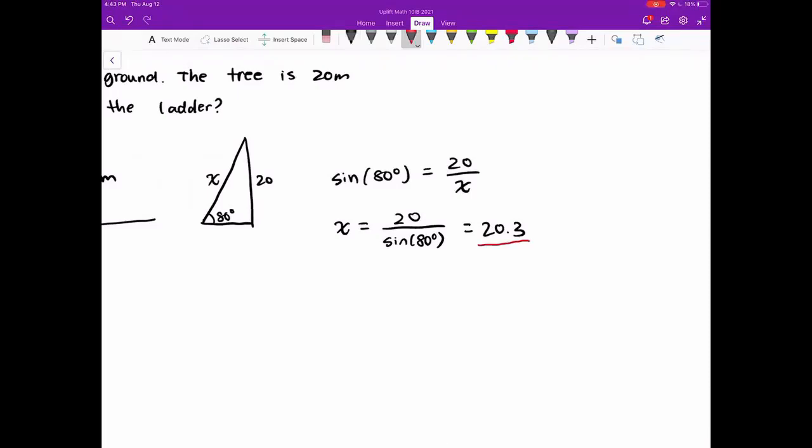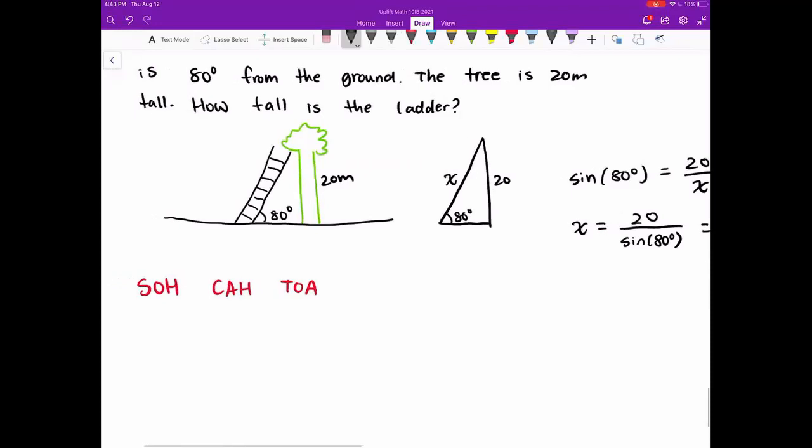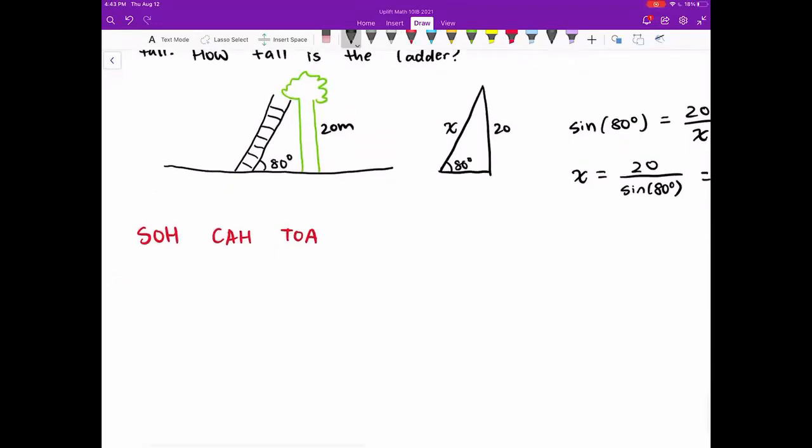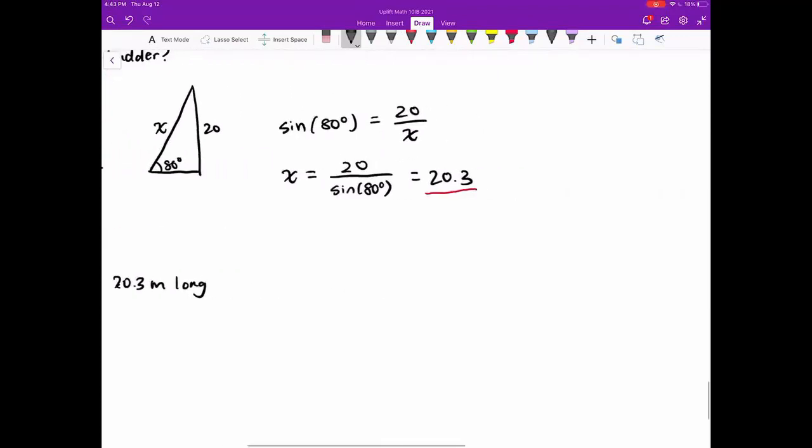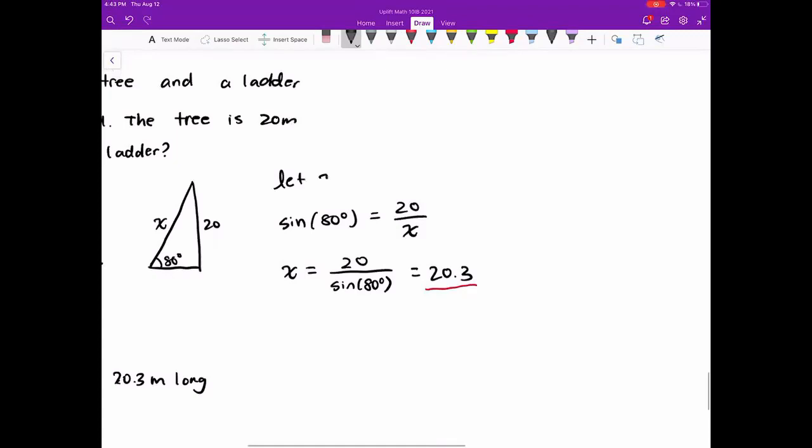And then for word problems, you should write a sentence. Therefore, the ladder is 20.3 meters long. We also have to write a declaration statement. So let x be the length of the ladder.